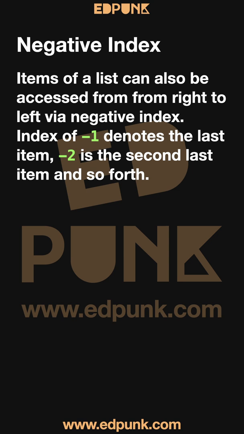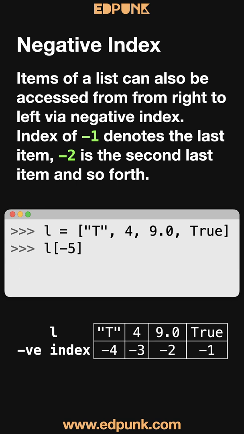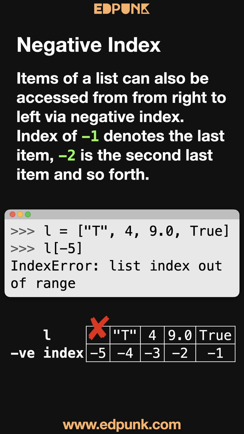For example, let us assign a list containing items string t, integer 4, float 9.0 and boolean true to a variable L. L of minus 1 returns the last item of the list, that is boolean true. L of minus 3 returns the third item from the right, that is integer 4. L of minus 5 raises an index error as the minimum valid negative index is minus 4 as the length of the list is 4.